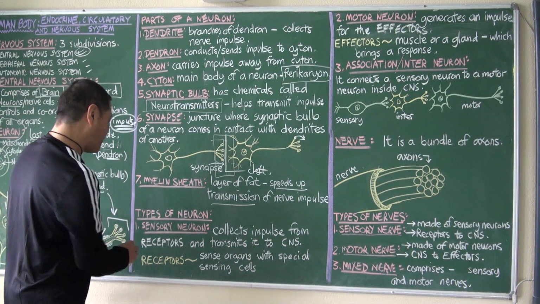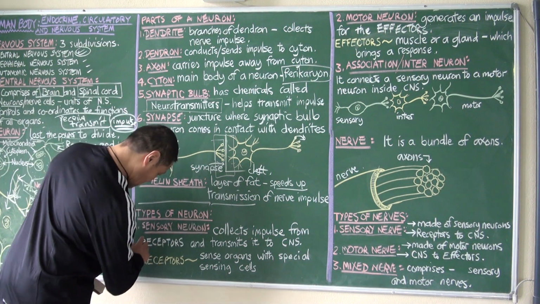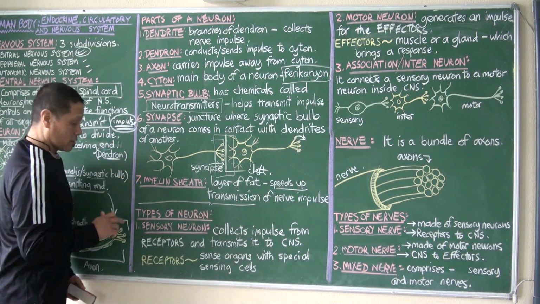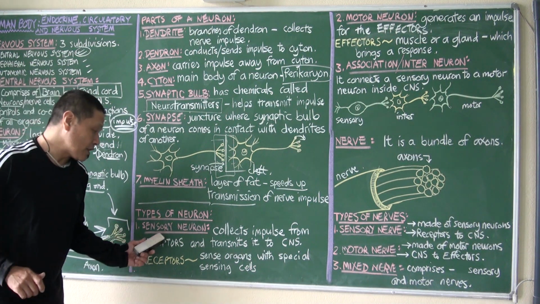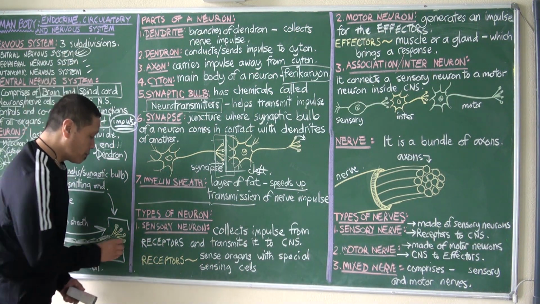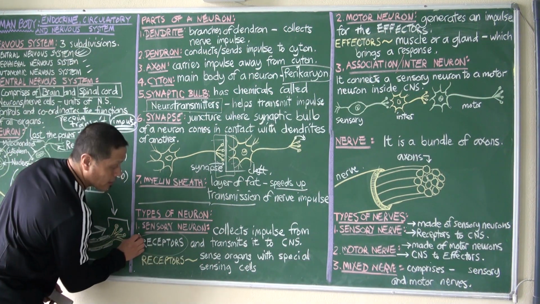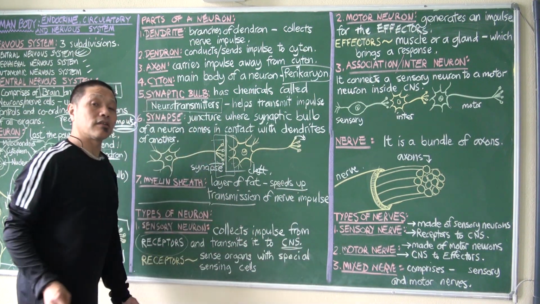Okay, the next one, types of neurons. We have basically three types of neurons. First one is called sensory neuron. And sensory neurons, they collect the impulse from receptors and transmit it to the CNS. CNS meaning the central nervous system.